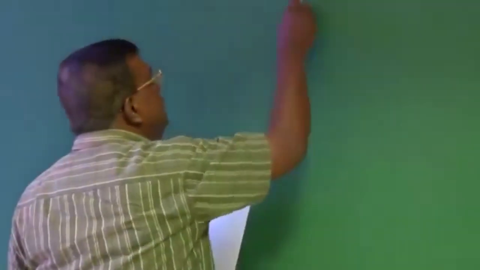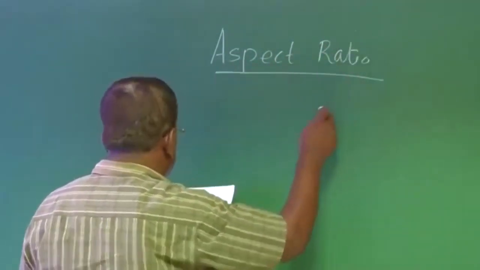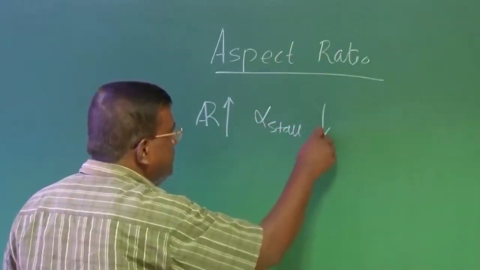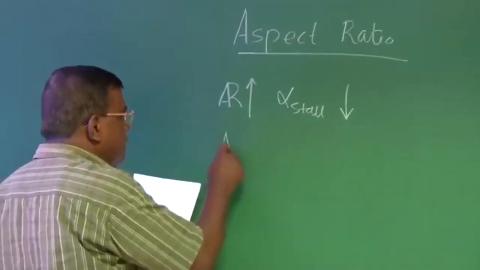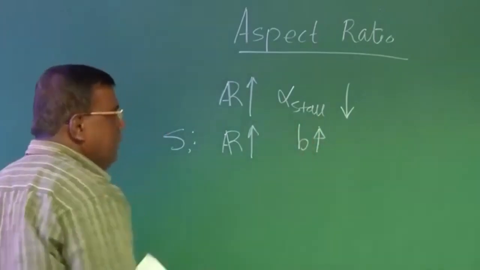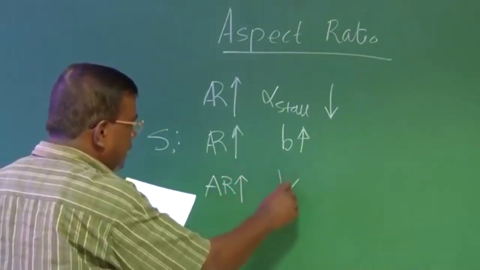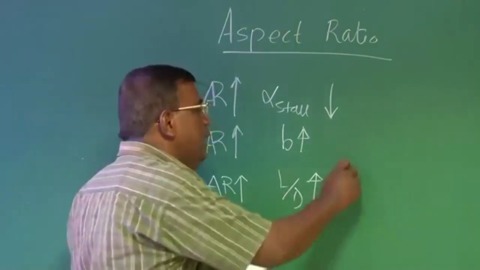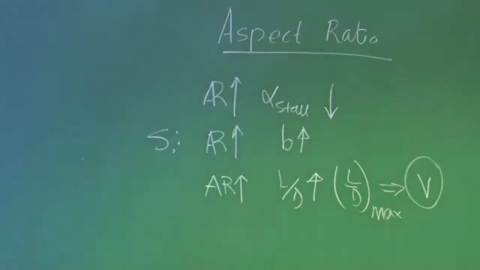If I go for aspect ratio, which we have seen, if aspect ratio is increased, alpha stall reduces because self downwash is reduced, right? Similarly, for a given S, if S is fixed, for a given S, if aspect ratio increased, what we are meaning is actually span is increasing. If I increase aspect ratio generally, we'll find L by D will increase. But at the same time, we understand that for each aspect ratio, to get L by D max, it corresponds to a particular velocity or speed if you want to maintain lift equal to weight.